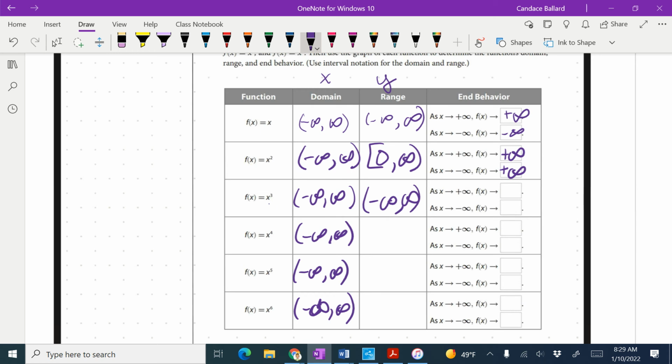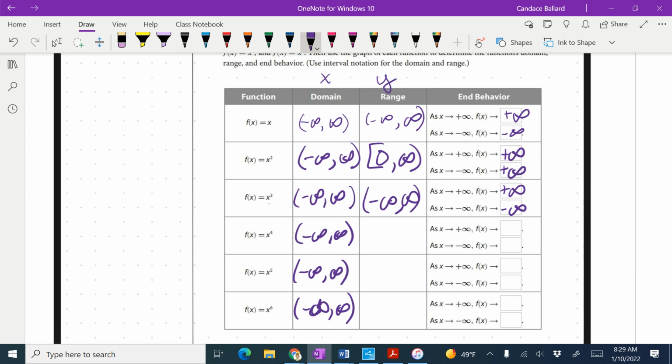And then as we were going to positive infinity, what was the end behavior? This should have been positive, right? It was going up. What about on the other side? What was going on? Negative infinity. Good. All right.